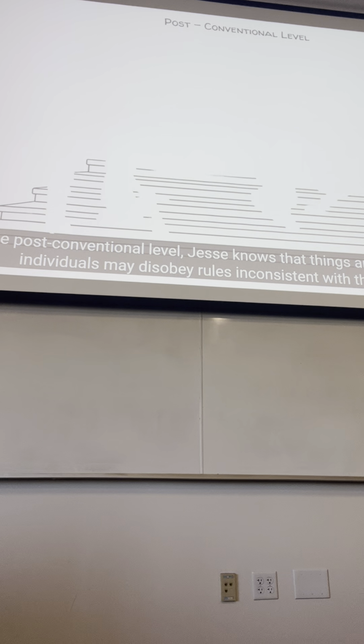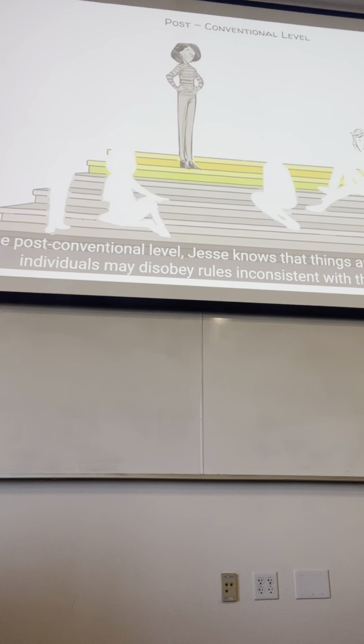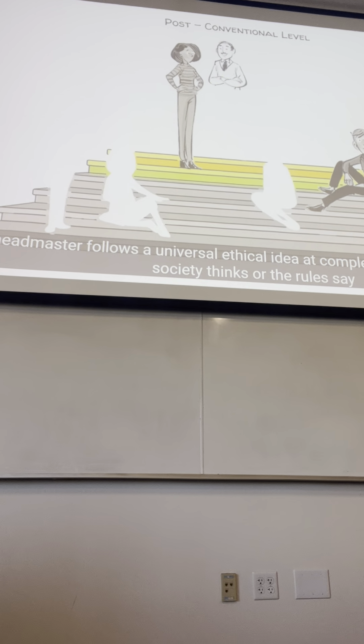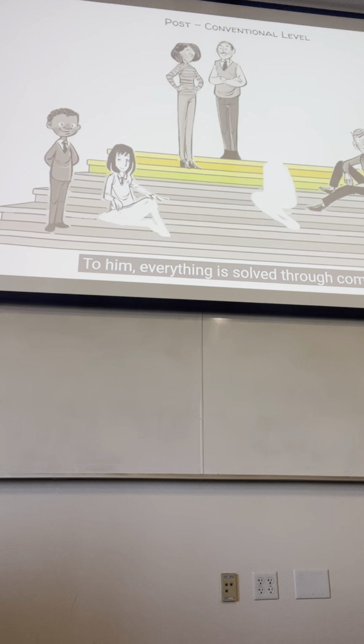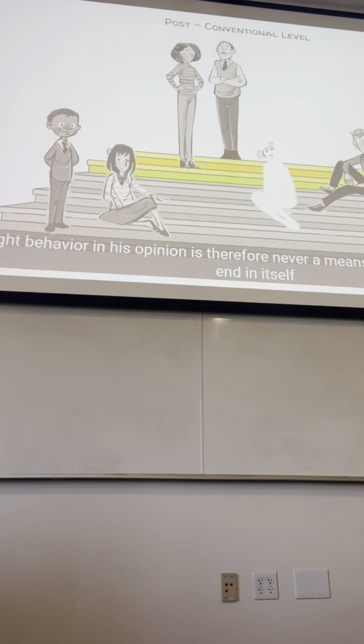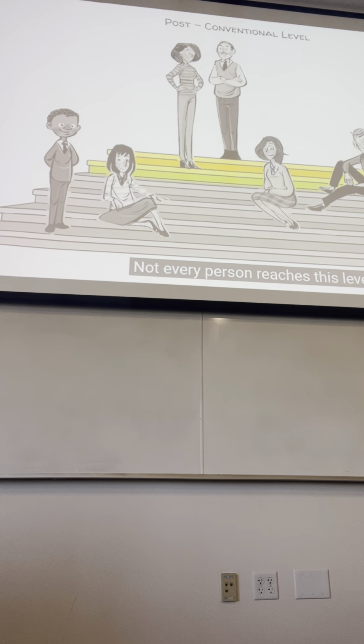At the post-conventional level, Jessie knows that things are complicated because individuals may disobey rules inconsistent with their own morality. The headmaster follows a universal ethical ideal, in complete disconnect with what society thinks or the rules say. To him, everything is solved through compassion. The right behavior, in his opinion, is therefore never a means to an end, but always an end in itself. Not every person reaches this level.